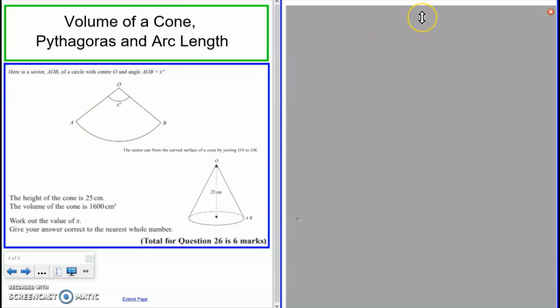Okay, welcome back to the video. So the first thing I'm going to do is use my knowledge of the volume of a cone equation to try and work out the radius, to work out this radius here.